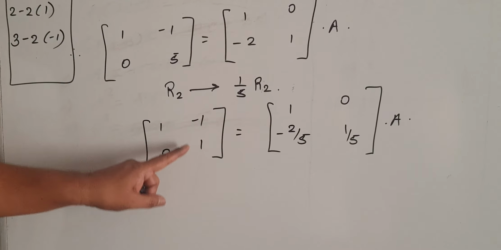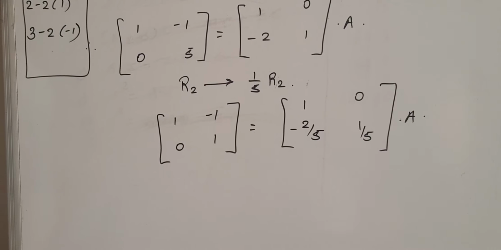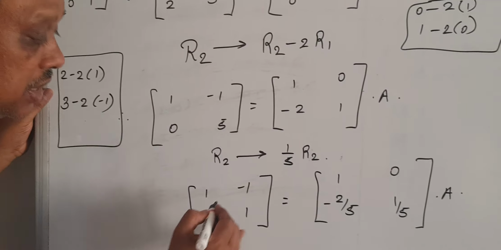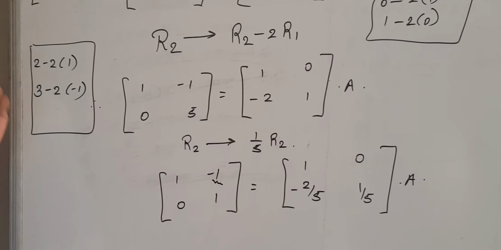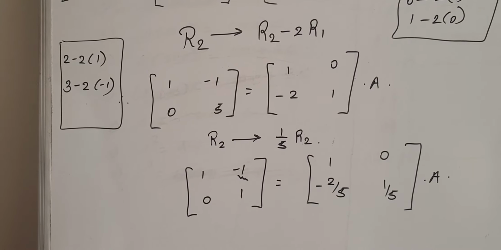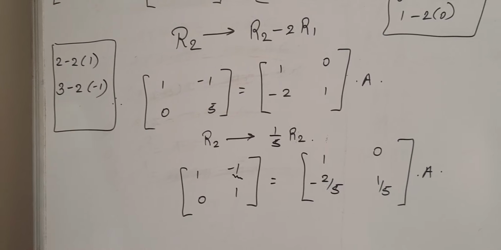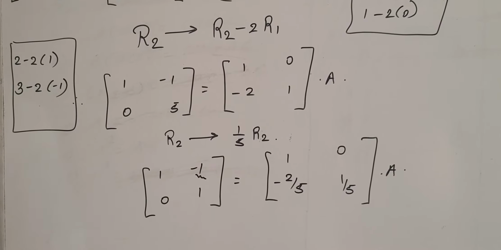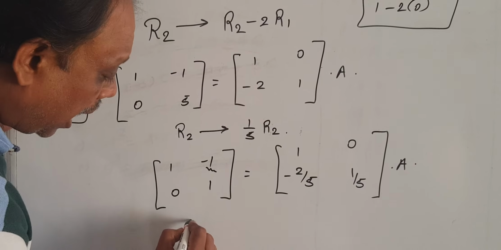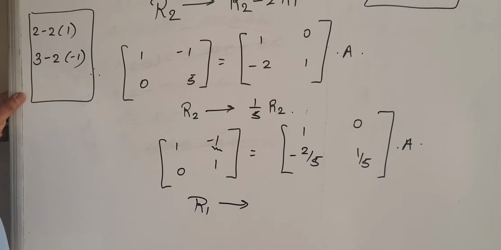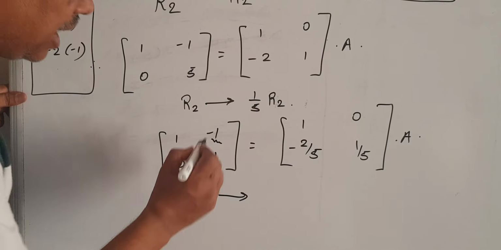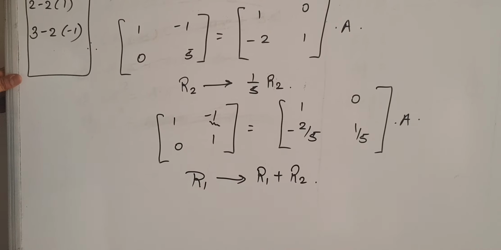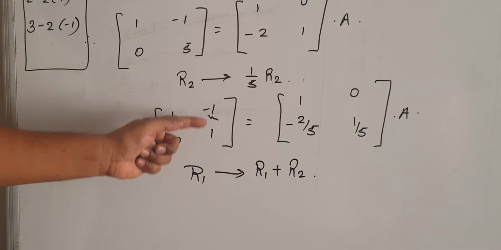Now above 1 what do we want? 0. See, compare with this identity matrix. Means this component we want 0. Now we have to see how it will become 0. So if I add these two, then it will be 0: minus 1 plus 1 is 0. Means we have to change R1, the first row. So for that what will we do? First row plus second row. First row plus second row.